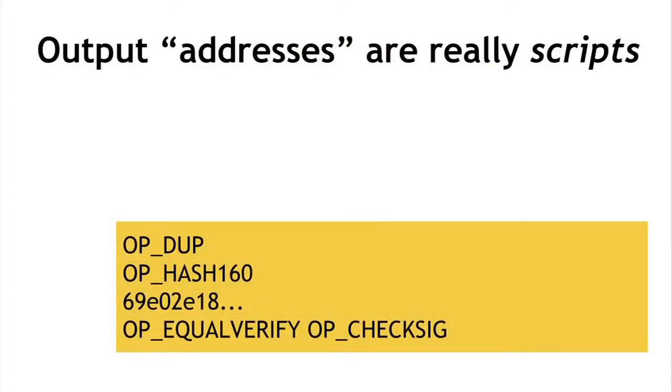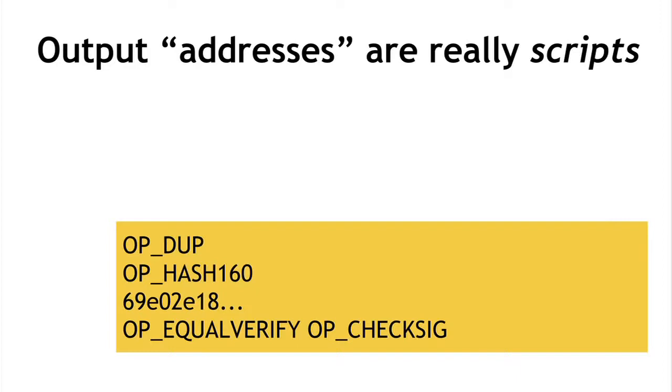Okay, so to understand scripts, I think the easiest way is by an example. We'll take as an example the most common script in Bitcoin, which is to redeem a previous transaction by signing with the correct public key. This is what the output address would look like in that case. The output address is really a script. And in this case, the script is going to have 4 instructions.